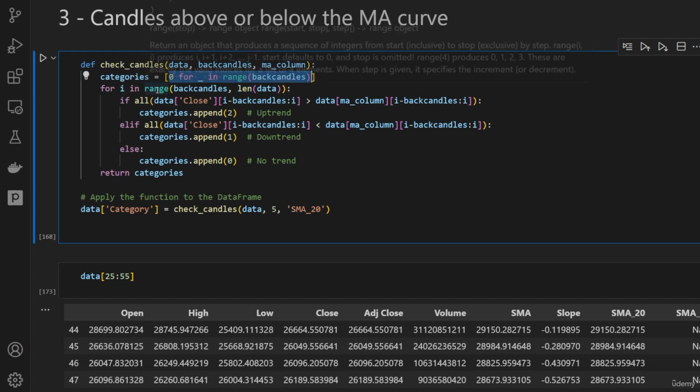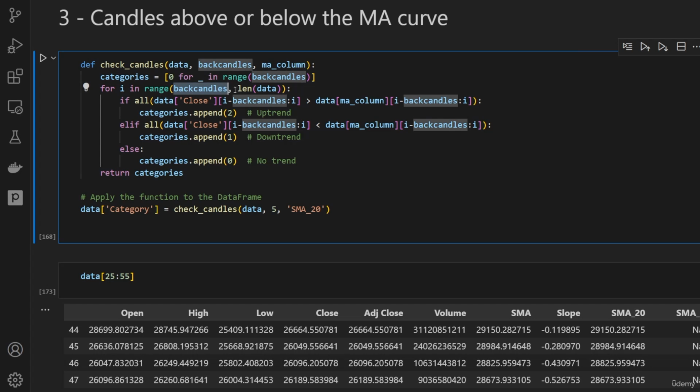So for I in range, starting from back candles up to the length of the data frame, until the end of the data frame, if all the closing prices of these candles, I minus back candles up to I excluded, so the current candle, if all of these closing prices are above the moving average within the same slice of back candles, so if all of these closing prices are above the moving average curve, then this is a category 2, it's an uptrend, and we're going to append the number 2 to our categories list, which we're going to add later on to our data frame.